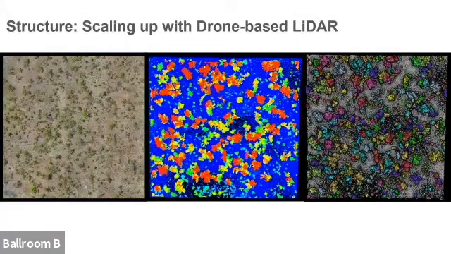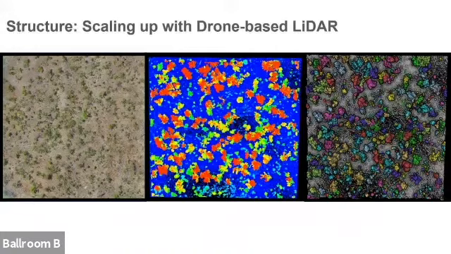What does that look like operationally, in terms of structure? So we can scale up with it. This is using LiDAR. This is just an aerial image of one of the plots. The center image is the results from a LiDAR survey. It's color-coded. The redder colors are taller, green is lower, blue is the ground.